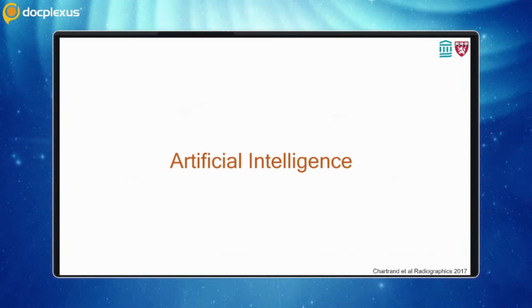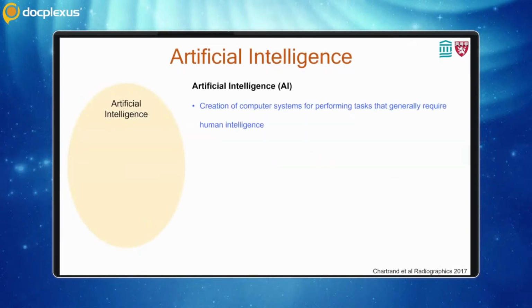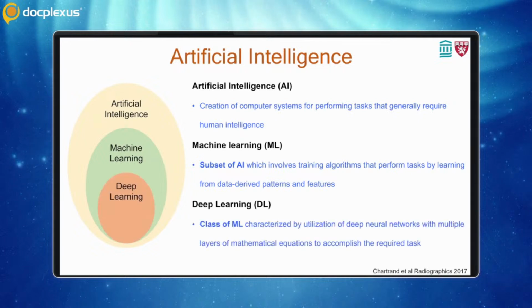So I want to talk about AI. Before delving into AI, let's talk about what artificial intelligence is. Artificial intelligence refers to the creation of computer systems for performing tasks that generally require human intelligence. Machine learning is a subset of AI which involves training algorithms that perform tasks by learning from data-derived patterns and features. Deep learning is a class of machine learning characterized by the utilization of deep neural networks with multiple layers of mathematical equations to complete the acquired task.